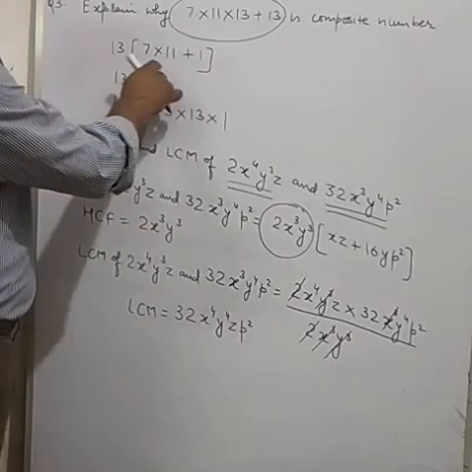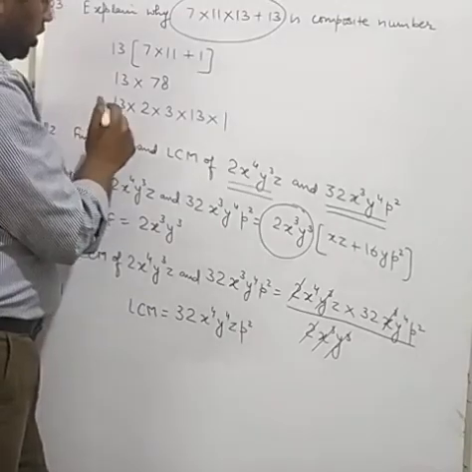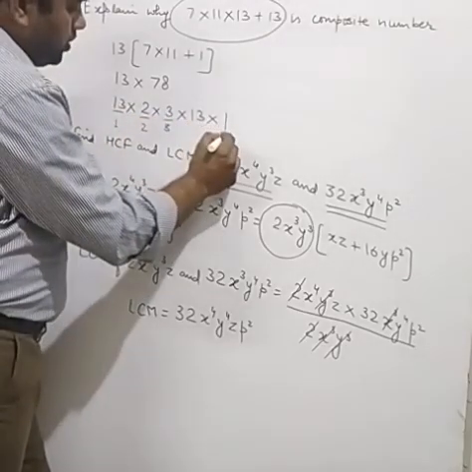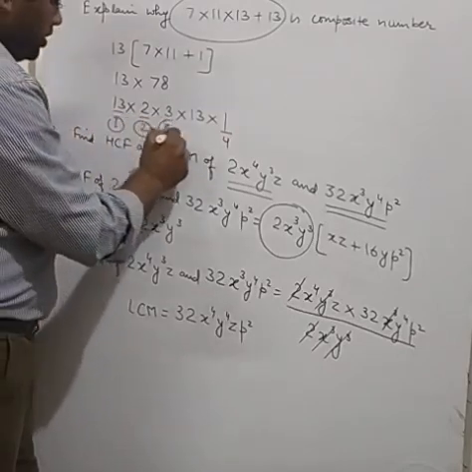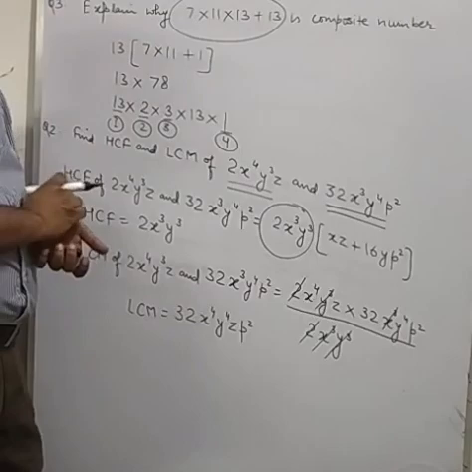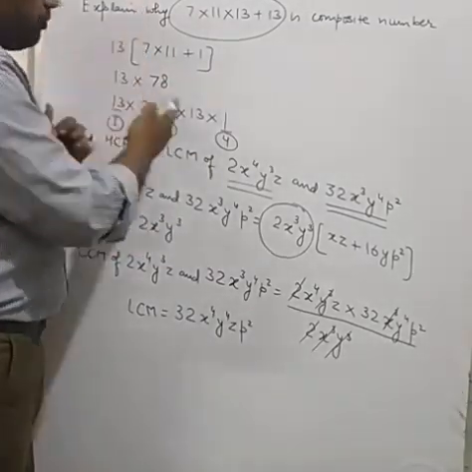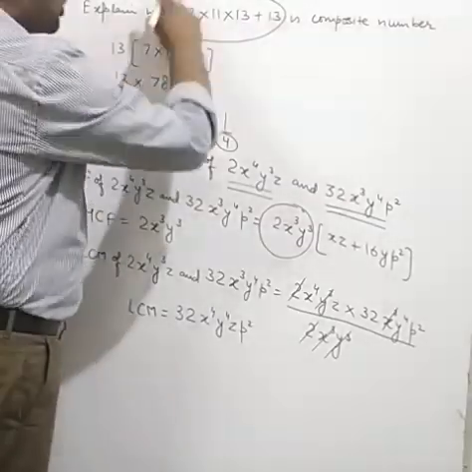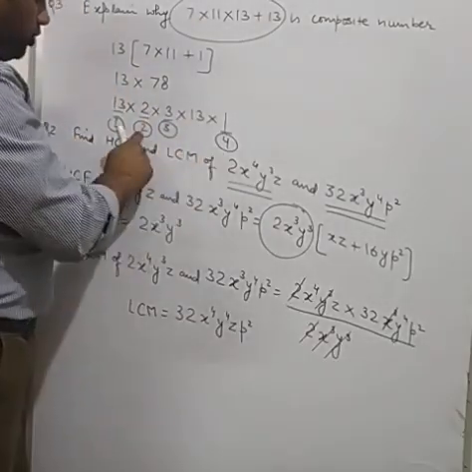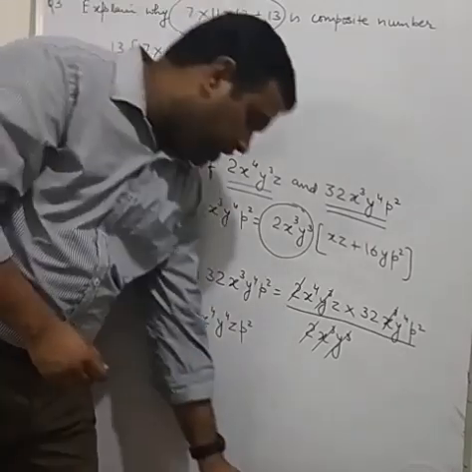If we see this whole number after breaking it into prime factorization, we will get 4 numbers. This is 1, this is 2, this is 3, this is 4. So there are 4 factors, that is 1, 2, 3 and 13. If a number has three or more factors, that number is composite. So this is how we show that this whole number is a composite number, because it has four different factors. One is a factor, two is a factor, three is a factor, and 13 is a factor. I hope again you understand what I explained to you.